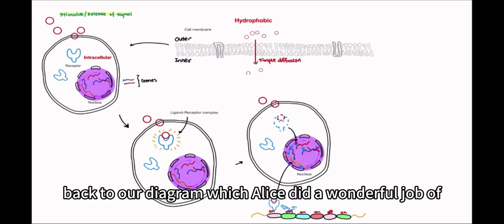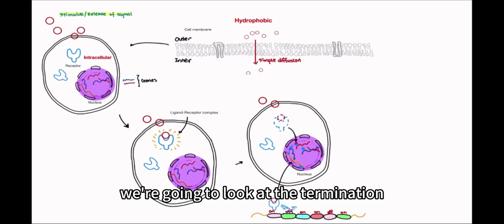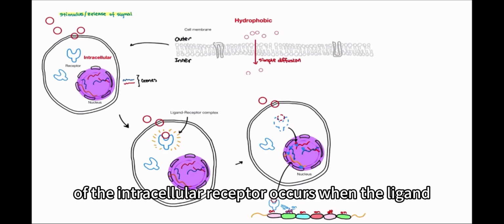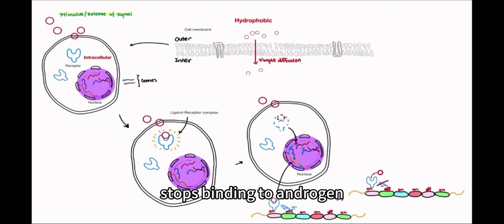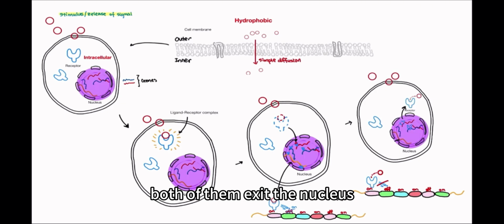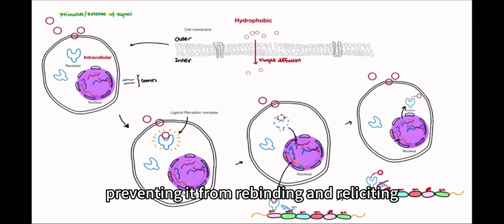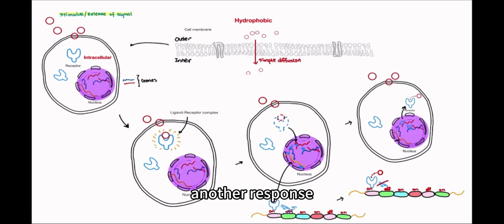So, back to our diagram, which Alice did a wonderful job of, we're going to look at the termination of what happens. The termination of the intracellular receptor occurs when the ligand stops binding to androgen. And once this happens, both of them exit the nucleus, and at this point in the response, the ligand, in this case testosterone, has been degraded to a point where it cannot bind with androgen anymore, preventing it from rebinding and re-eliciting another response, which would be bad.